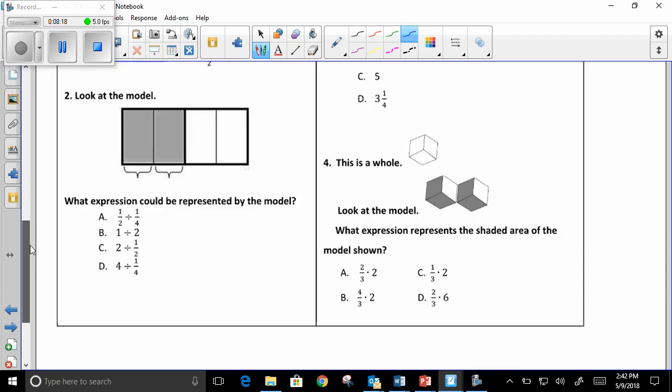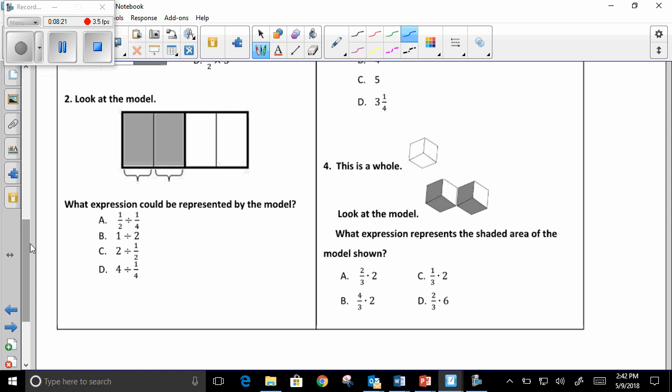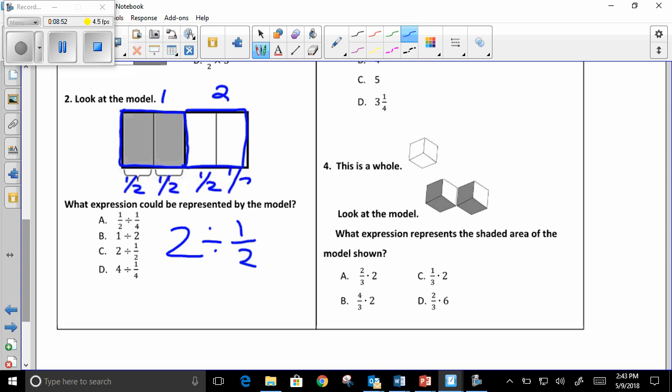Number 2, look at the model. What expression could be represented by the model? Well, this represents 1 whole, and then this represents another whole. So that's 2, right? Here's 1, here's 2. So you have 2, and I'm dividing them in what? Halves. Because here's a half, and here's a half. Here's a half, here's a half. So take 2 and divide it in half. That was the equation, which was C.